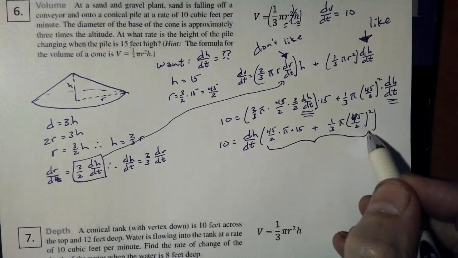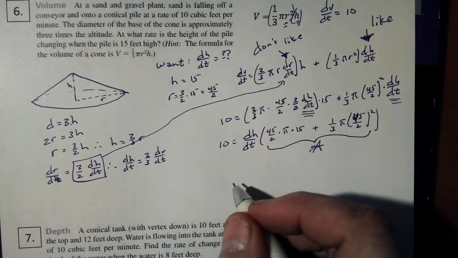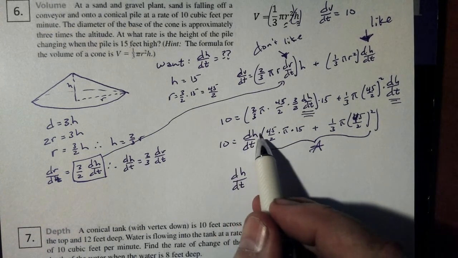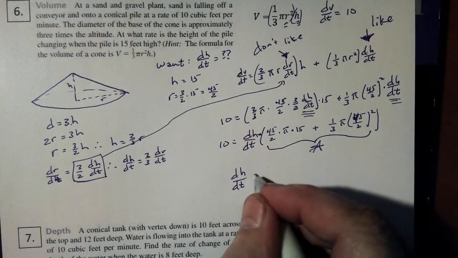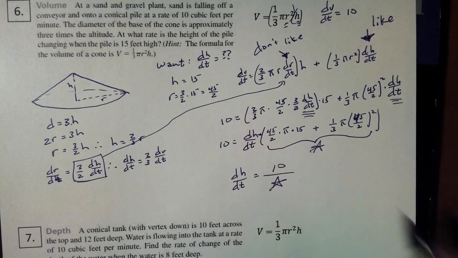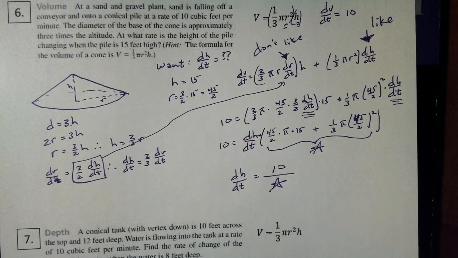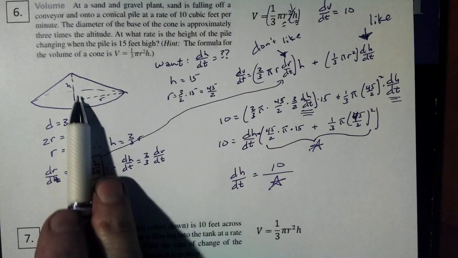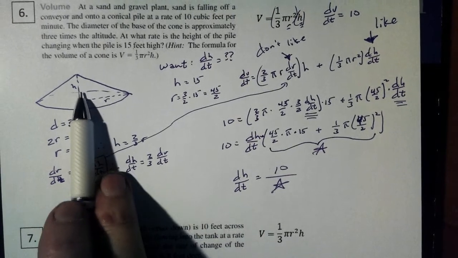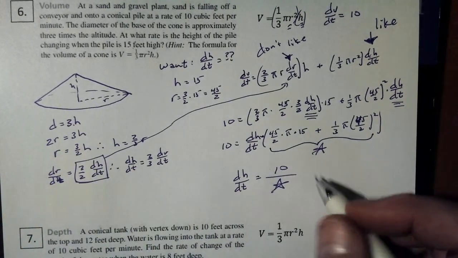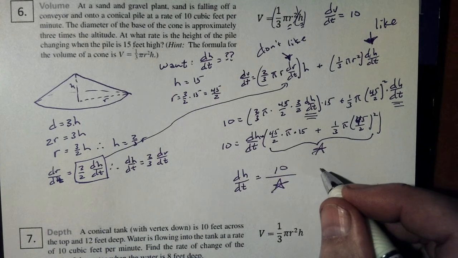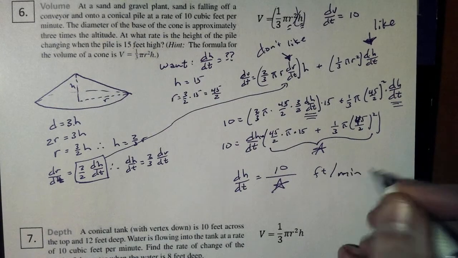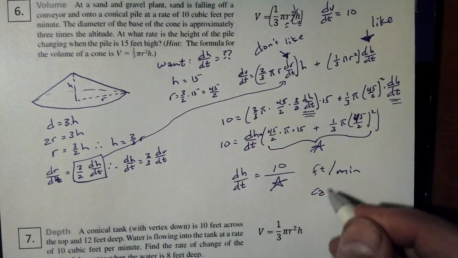And if I call this star, all that's left for you, as I said, I'm going to leave some of this for you. To get dh/dt, since it's multiplied by this, I need to divide that away. 10 divided by star. And then we just have to get our unit measure right. And what are they asking for? dh/dt. dh is just a distance. It's not an area. So this is going to be plain old feet per minute.